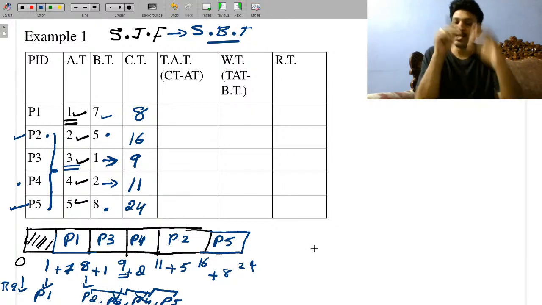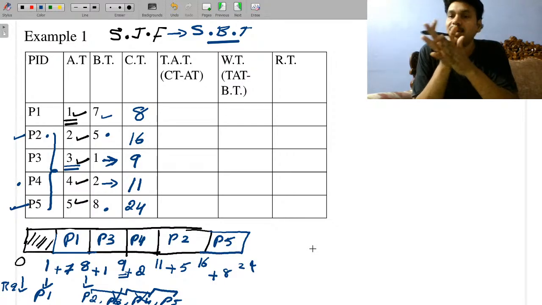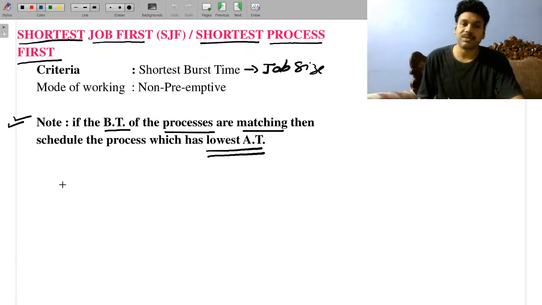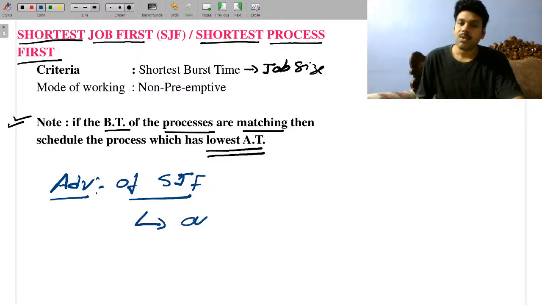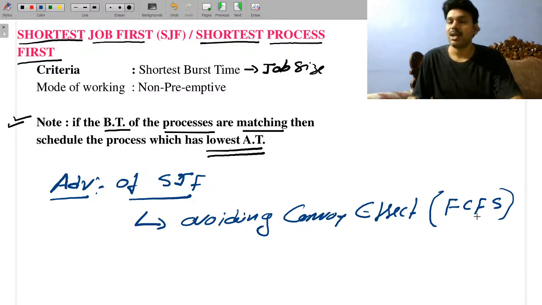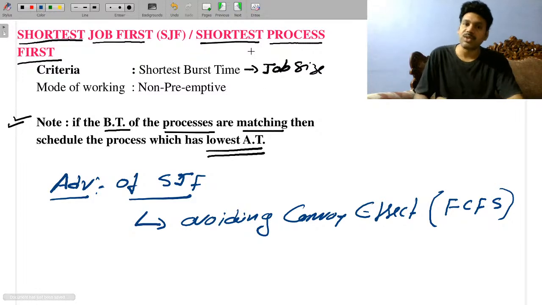Okay friends, what is the advantage of SJF? This is a very important point. You all have to know why we are doing SJF. The advantage of SJF is avoiding the convoy effect. This convoy effect comes from the FCFS algorithm. To avoid the convoy effect which comes from FCFS, we are doing the SJF concept and the LJF concept. What is the convoy?